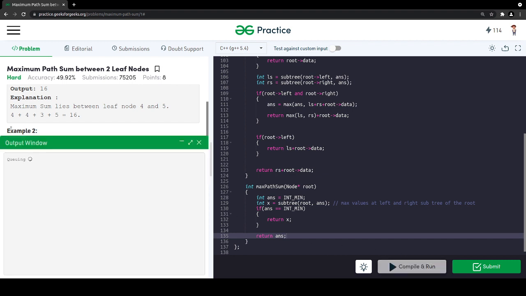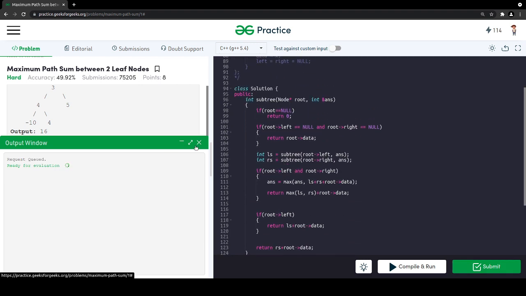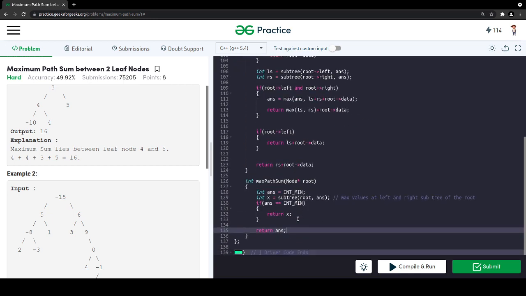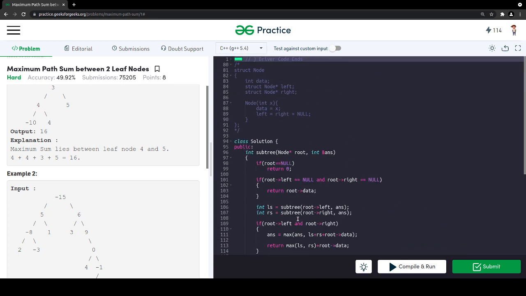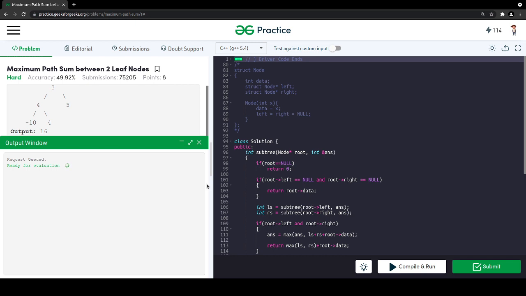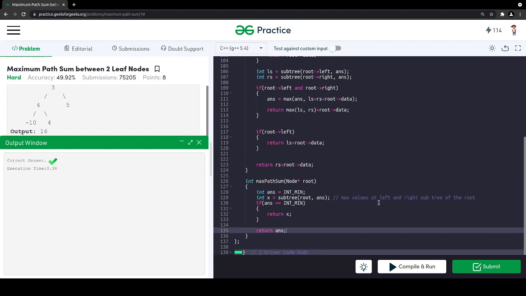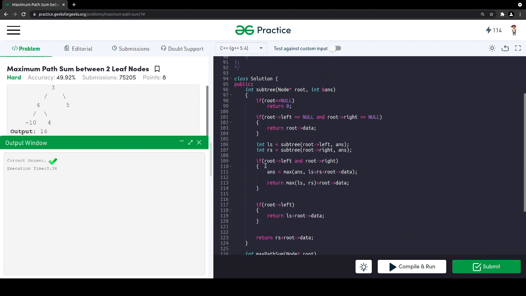So let me check if I am getting the right answer for this case. Okay, so here I am getting the right answer. Now I will submit my code, and after that I am going to tell you how it is working. We will also see its time complexity and the space complexity. So here I am getting the right answer. As you all can see, we have cleared this path. So now we will go and learn what is happening in this question.